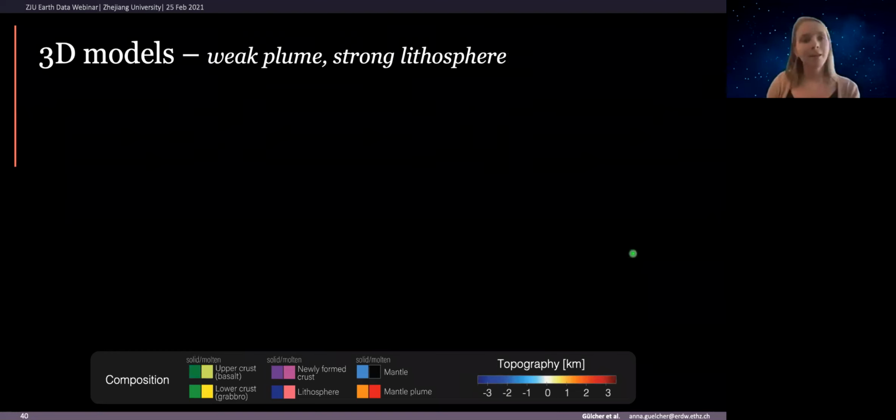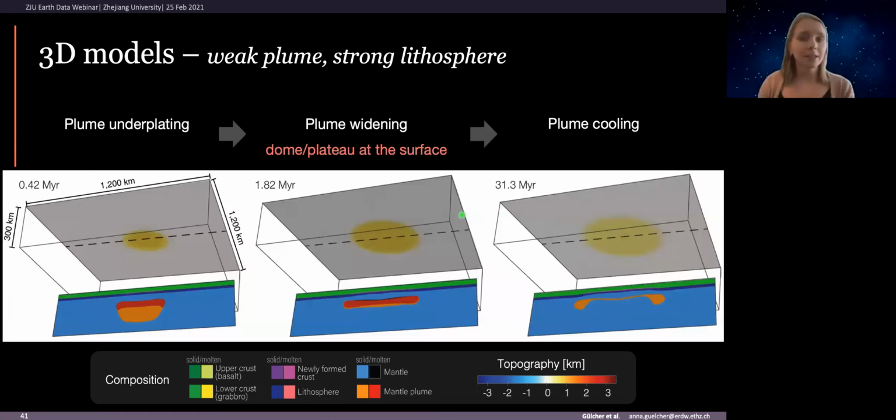And then finally, the last model that I'd like to show is one that is completely different. This is the case when we initialize a very weak plume, and by this I mean that the excess temperature is relatively less than the other models, or a strong lithosphere in combination with the weak plume. And this you can see here.